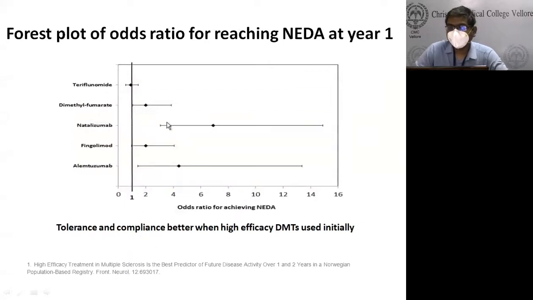And the forest plots again show that with high efficacy agents like natalizumab and alemtuzumab, the odds ratio for reaching NEDA at 1 year was much higher compared to your oral therapies like teriflunomide and dimethyl fumarate. Another point which is emphasized is that whenever you start these agents early, with an aggressive approach first, their tolerance and compliance is much better than when used as second or third agents. The infections and leukopenias which can occur are very few when you start early, because you're targeting the disease quite early in a focused way.